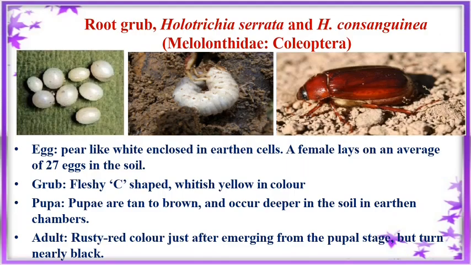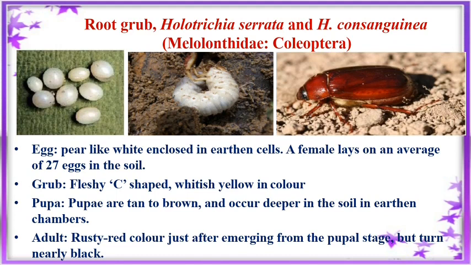And then root grub. The next and most important pest is the root grub, also called white grub. Different species of root grub or white grub attack different crop plants, because the white grub is a polyphagous pest. Here, Holotrichia serrata and Holotrichia consanguinea are the two important major species which infest the sugarcane crop.